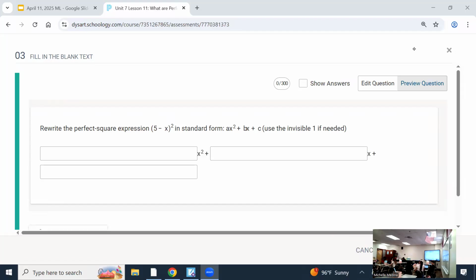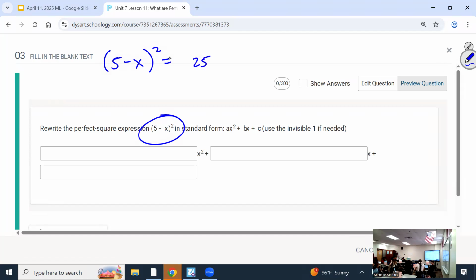This one's number 3 on today's practice. And we have to put that into standard form, which means we need to multiply it out. A common mistake, so this is not going to be the answer, but a common mistake would be to just transfer the exponent to both terms and say that it's like 25 plus x squared. It's not. Anything that's like a perfect square should actually give you a trinomial. So anytime there's plus or minus in the parentheses, you can't do that.